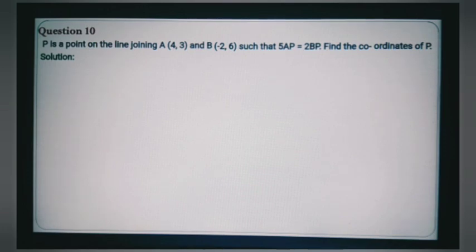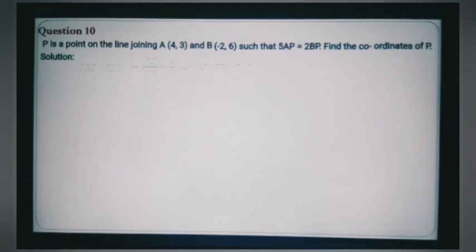Okay, so the next question is question number 10. P is a point lying on the line joining AB. A and B are given as 4, 3 and minus 2, 6. Now you need to calculate P. Now since we are doing section formula, we need the coordinates of 2 points which are already mentioned, and one more thing we need is m1 is to m2, that is the ratio. Okay, now the ratio has to be calculated from this part.